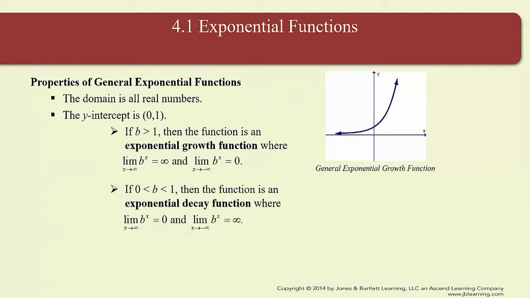Now, on the other hand, if the base is between 0 and 1, the function is called exponential decay. And the limit as x goes to infinity of b to the x would be 0. And the limit as x goes to negative infinity of b to the x would be infinity. So here's the graph of a general exponential decay function.